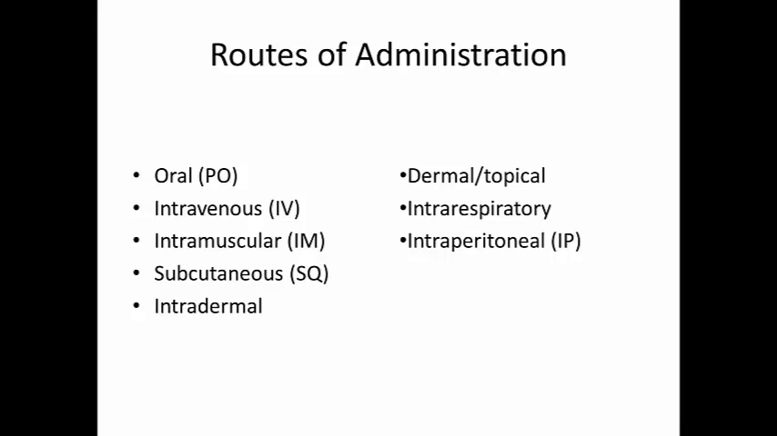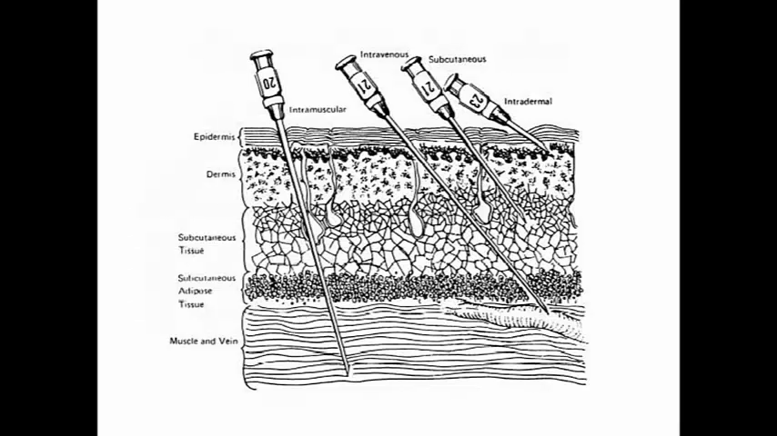Dermal or topical refers to drugs administered on the skin, usually in the form of a gel or a patch. Intrarespiratory refers to drugs and toxicants that are inhaled. And intraperitoneal administration means it is administered into the body cavity. This route is typically used in research, but is also the preferred route for some cancer chemotherapeutics. This figure illustrates what the four main routes of administration done by injection would look like. Now we will go through each of the routes of administration and discuss how drugs and toxicants are absorbed from each of these different sites of administration.